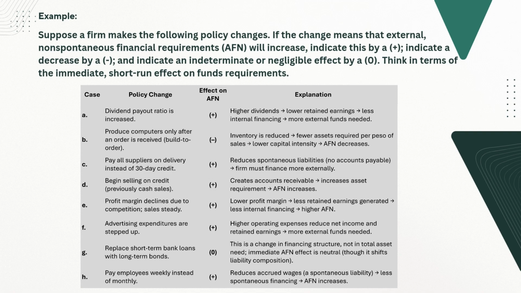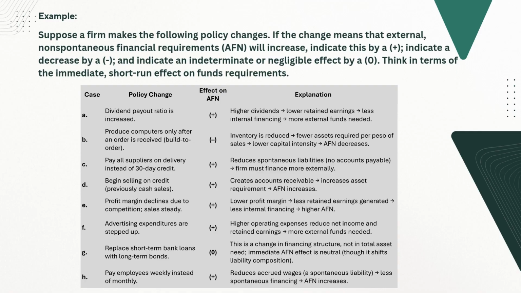Next is begin selling on credit, previously cash sales. So the effect is positive. When a company shifts from cash to credit sales, accounts receivable rise. This ties up funds in customers, increasing total assets and the need for external financing, so AFN increases. This is a classic strategy, for example, a hardware store. So offering credit boosts sales, but then it stretches its working capital.